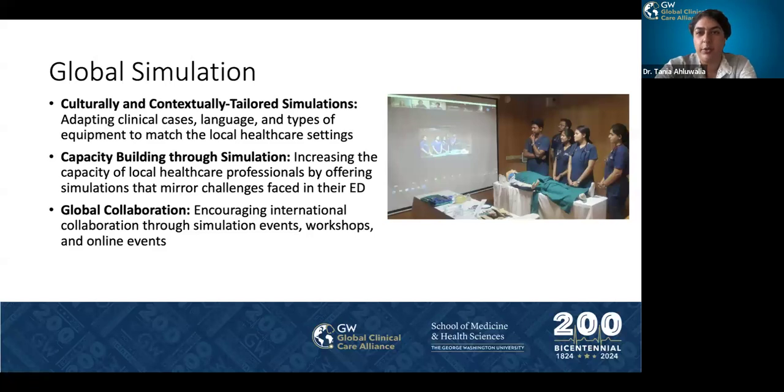Simulation plays a vital role in emergency care training. We emphasize culturally and contextually tailored simulations to mirror local healthcare challenges. We adapt cases to match the local sites. For example, we say adrenaline instead of epinephrine. These simulations not only build skills, but also foster global collaboration through workshops and events. The image to the right is our trainees performing a live simulation for their final examinations with local faculty at their site and international faculty online.